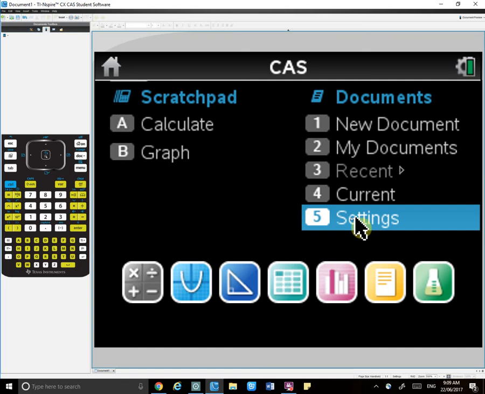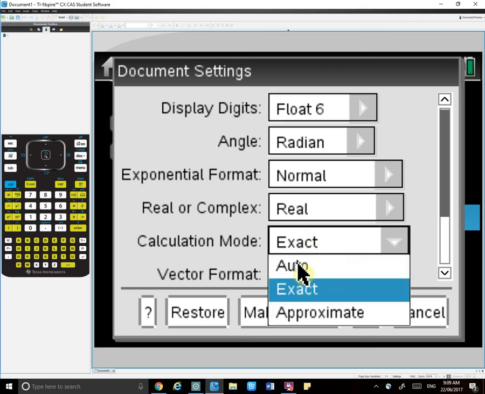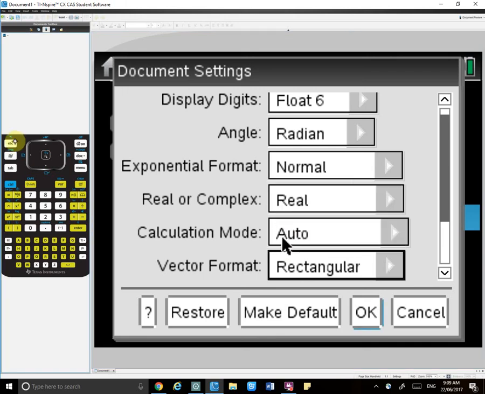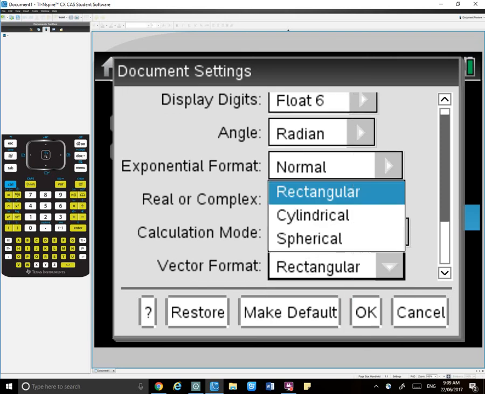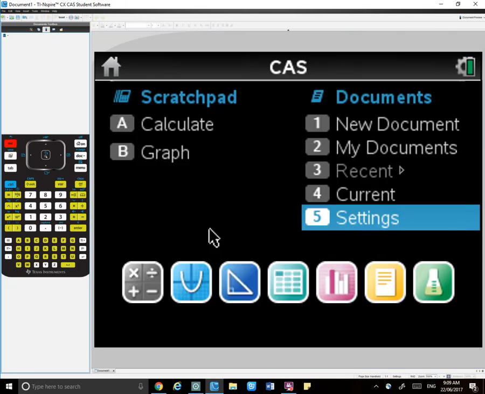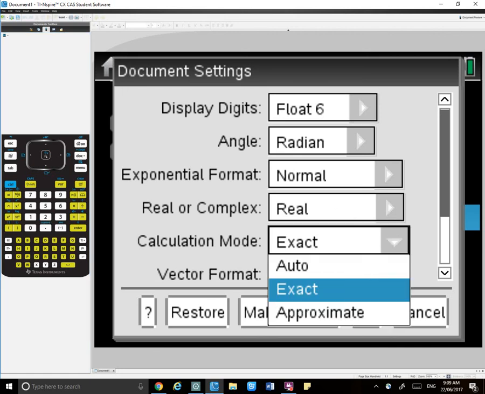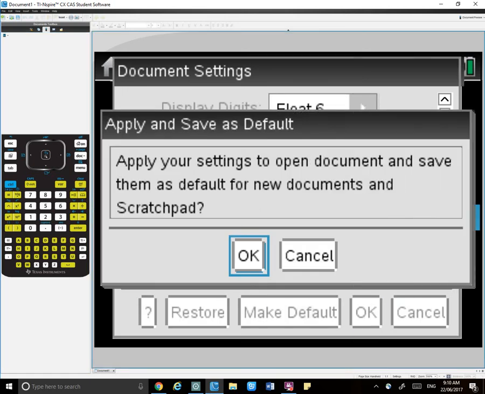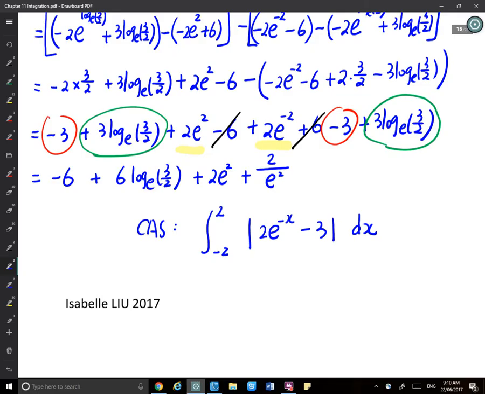Make sure you're not changing that, okay? If you change that, in a lot of cases, you won't find the value. You will get something like fail. So the calculation mode must be what I'm doing. The calculator must be under auto. Okay, make sure you press make default so you don't need to change it every time. Must be under auto.